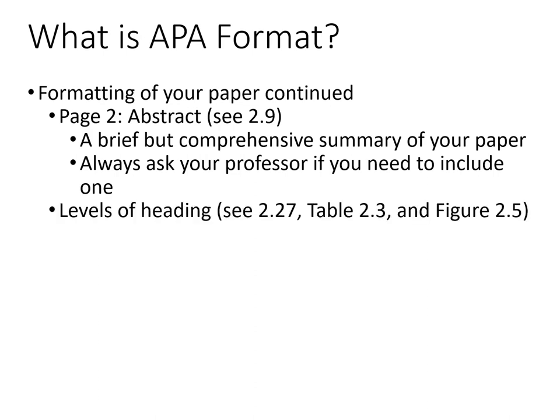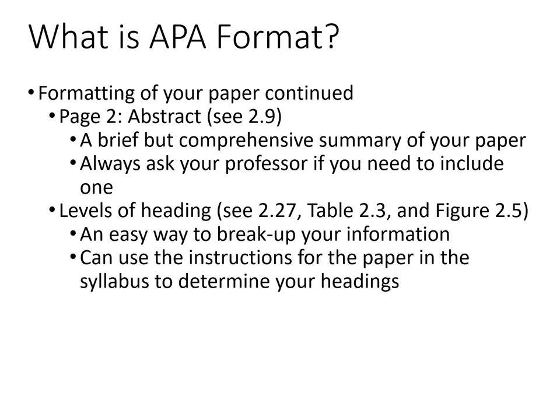Your paper should also include levels of heading. More information can be found in Chapter 2, Section 27. Table 2.3 and Figure 2.5 are handy tools to remember the formatting rules for each level. What are levels of heading? They are an easy way to structure your paper and let the reader know when you have moved to a different topic. They also improve the readability of your paper.